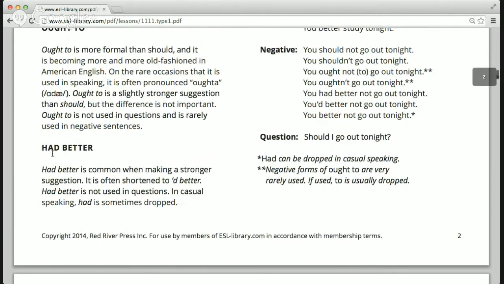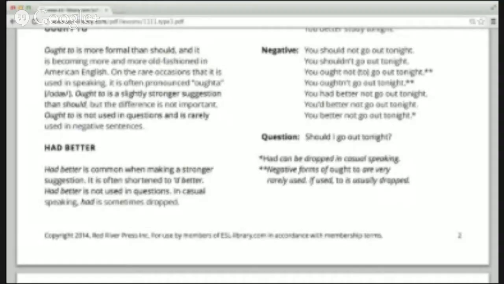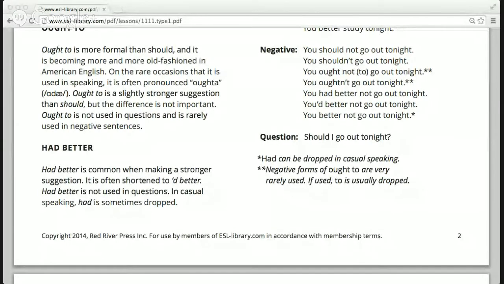Amparo, let me have you read had better, please. Had better is common when making stronger suggestions. It is often shortened to 'd better. Had better is not used in questions. In casual speaking, had is sometimes dropped. All right, so a couple of really good suggestions here. I'm a big proponent, especially if you are learning American pronunciation, of contractions. I love them, love them, love them. The main reason is because that's how we speak.